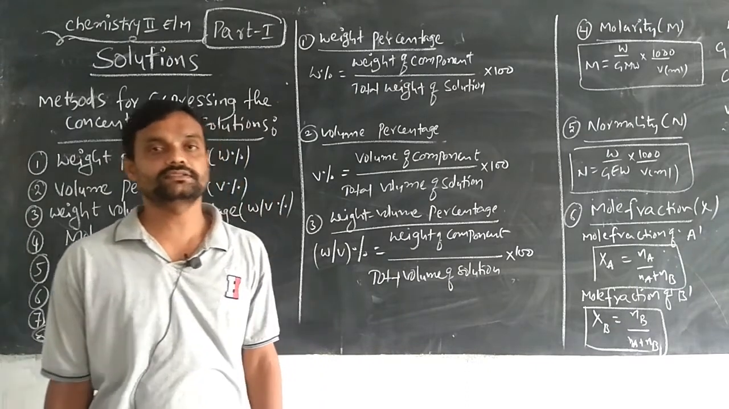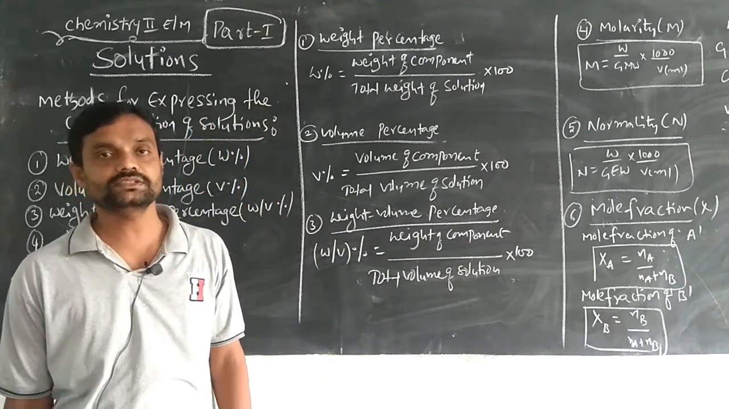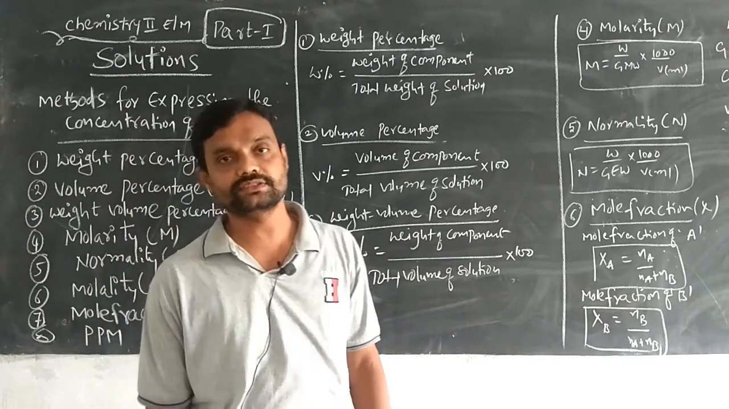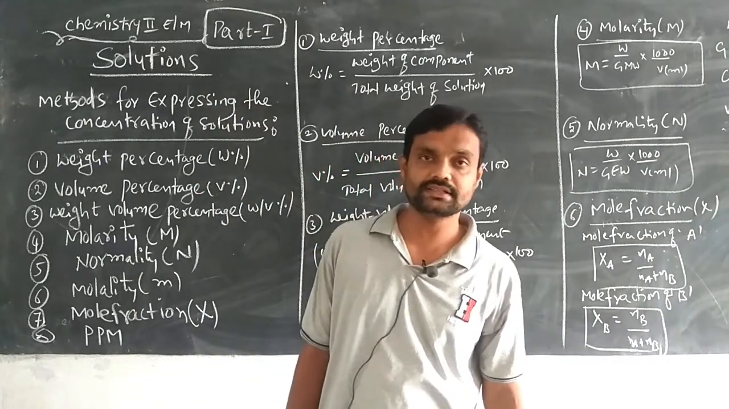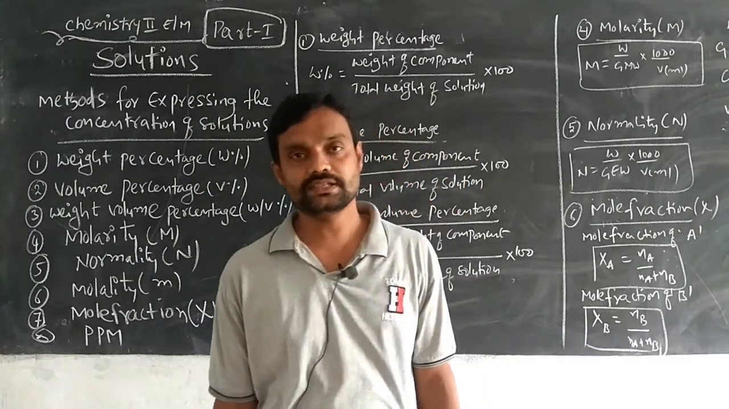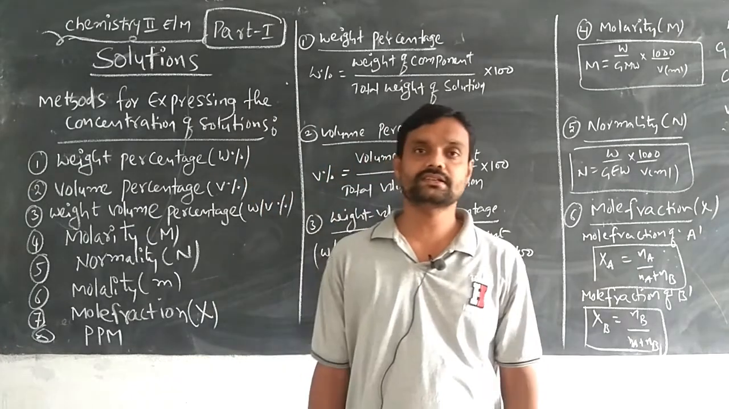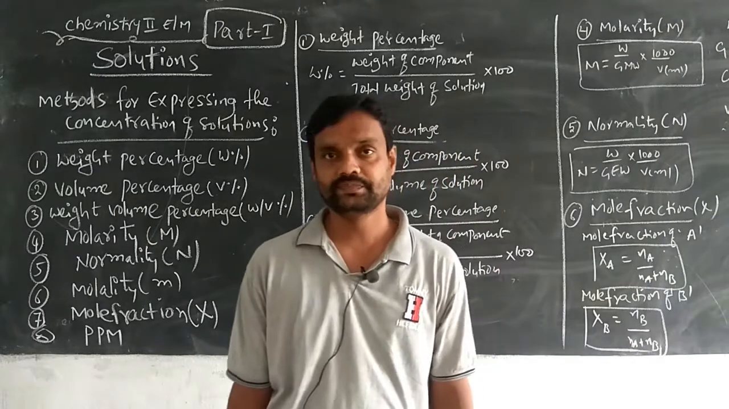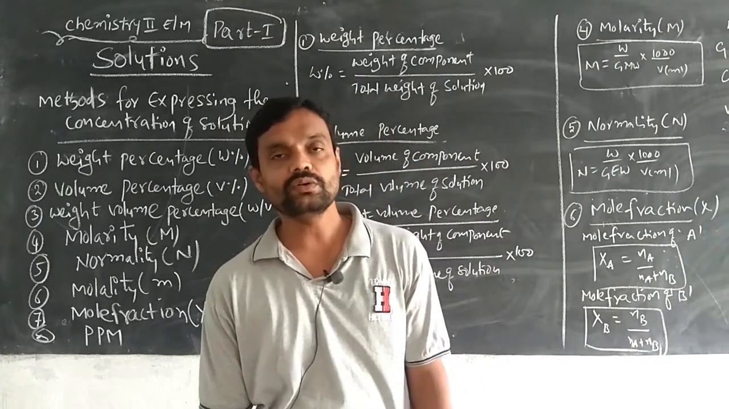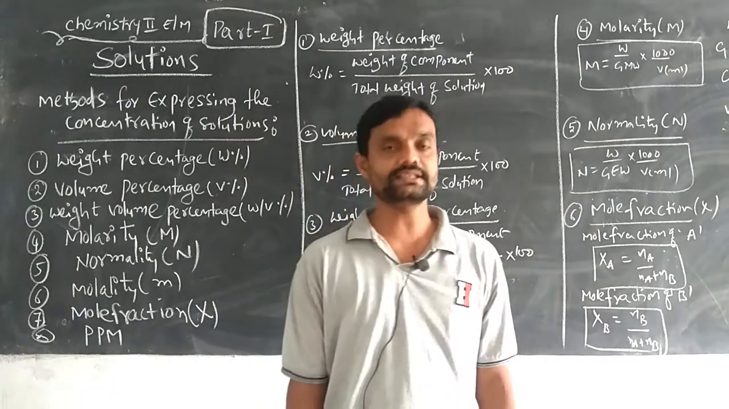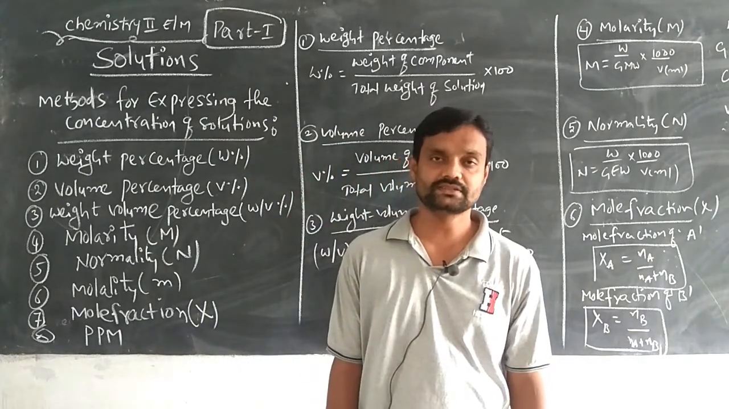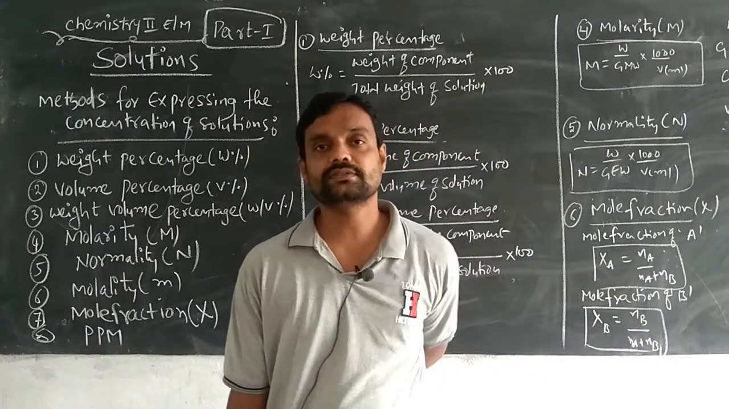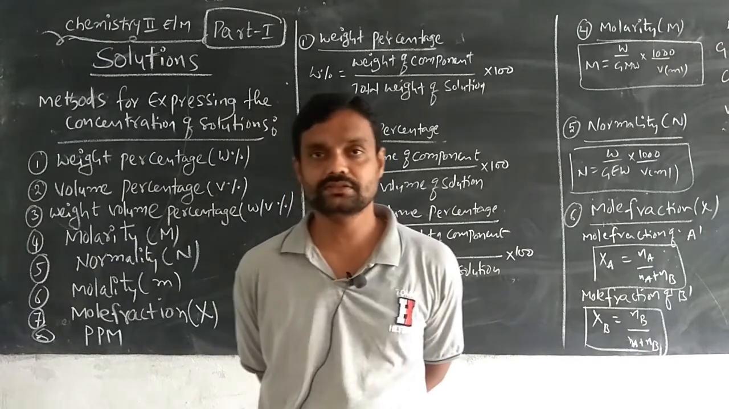The meaning of a solution is a homogeneous mixture of two or more components. A homogeneous mixture of two or more components is called a solution. In a solution, if only two components are present, that type of solution is called a binary solution.